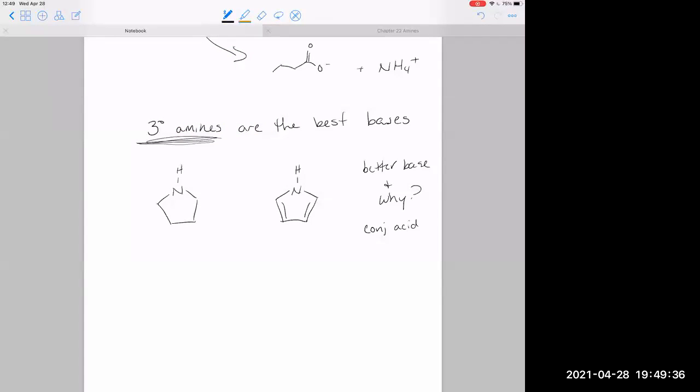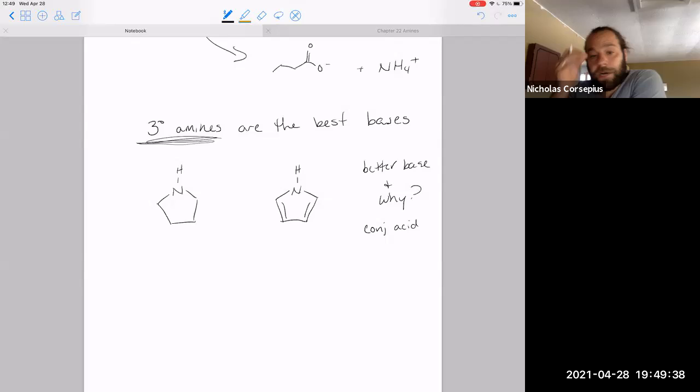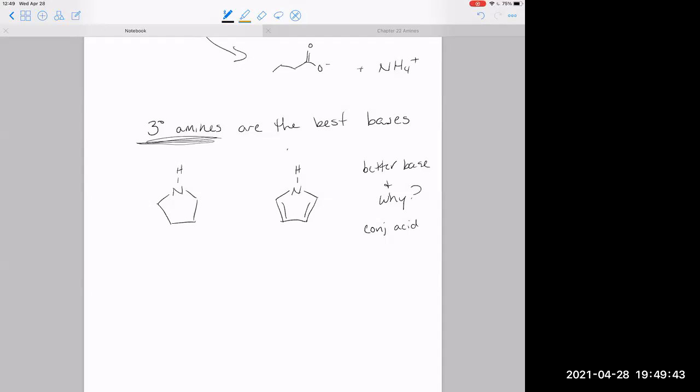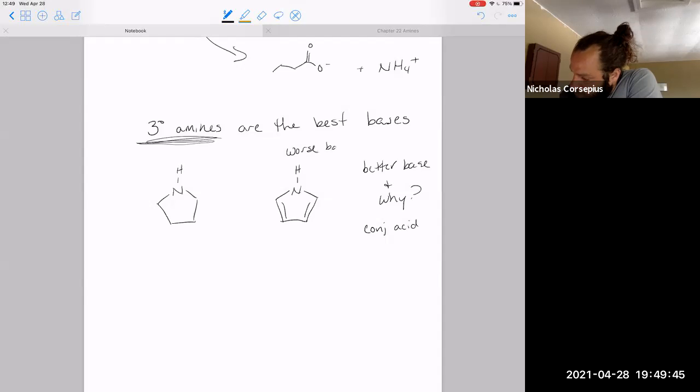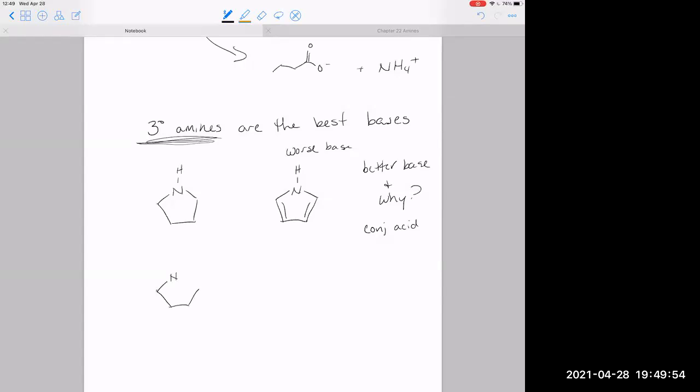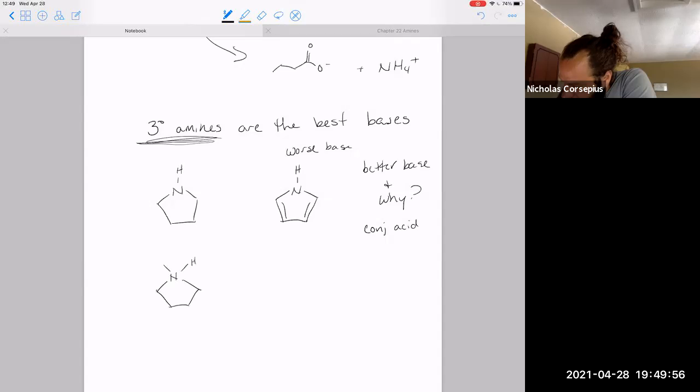Would it be the second one? Is that the better base or the worse base? The better base? This one is actually a worse base. So let's go over why that would be. First of all, let me just draw out my conjugate acids real quick, which basically just means I'm going to protonate that nitrogen.